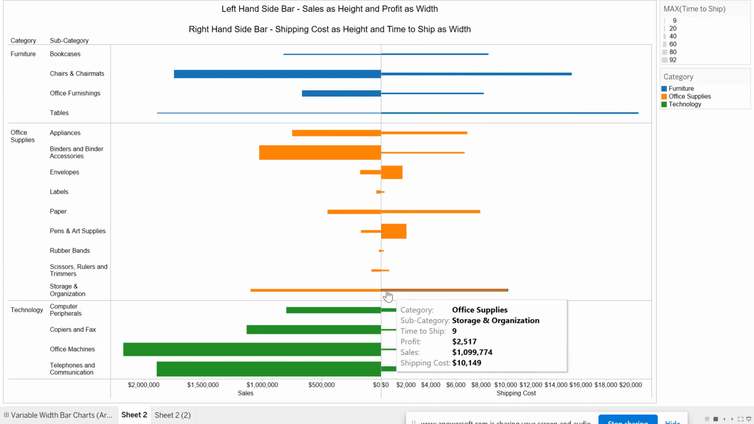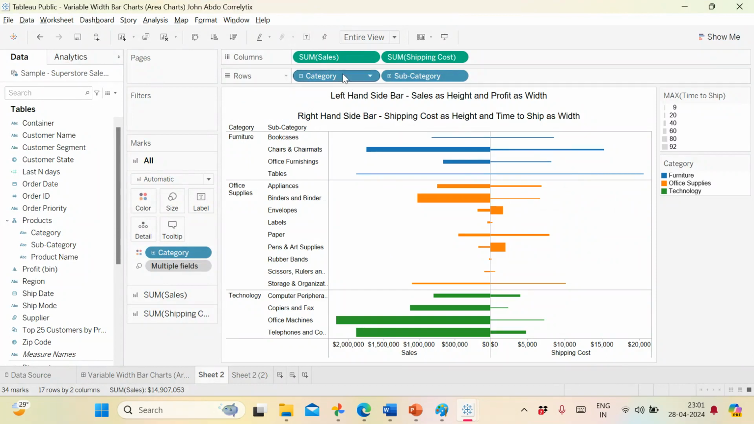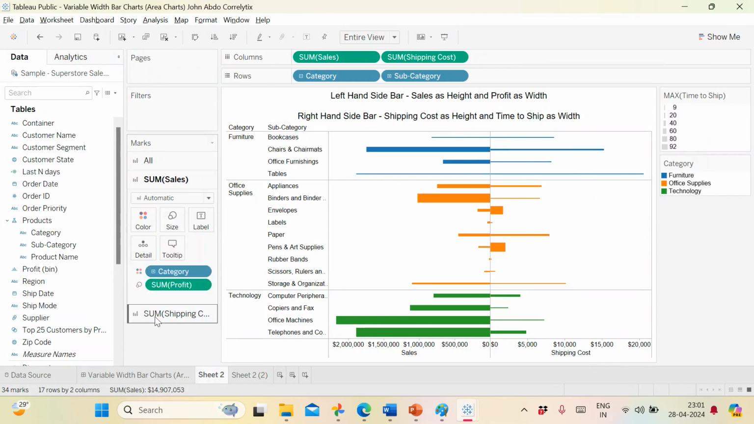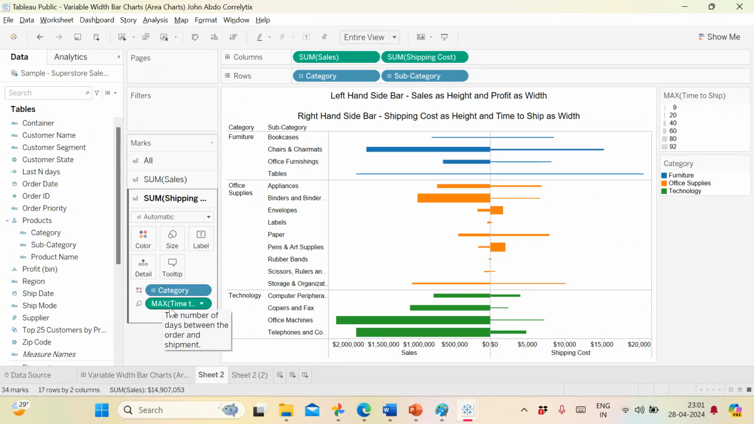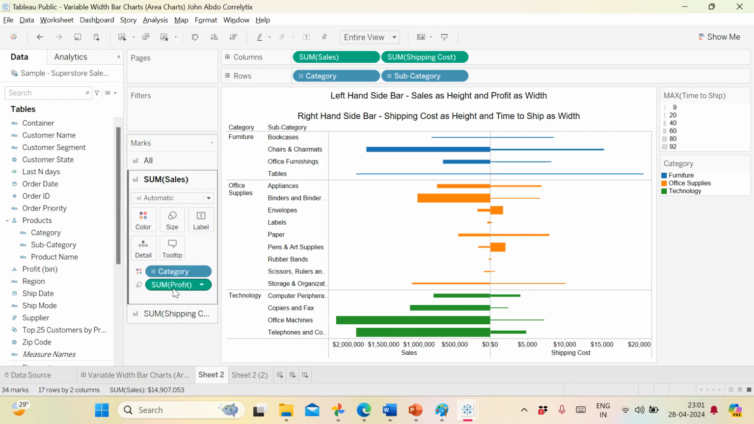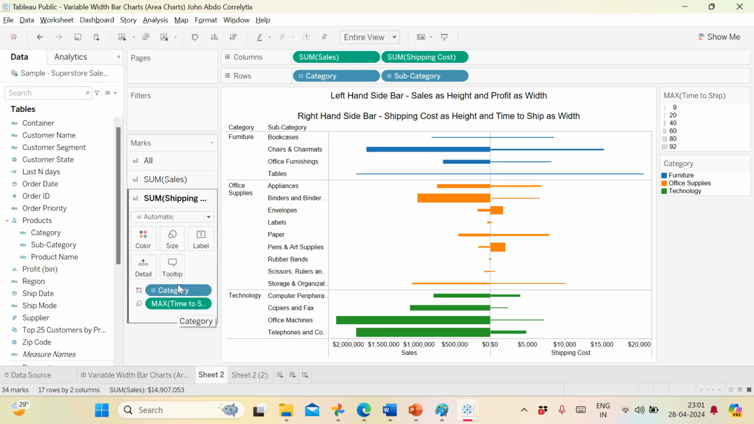This is also dual axis. So how we created the dual axis, you can see, right? We made it like this: sum of sales and sum of shipping cost. And this is how we showed the size. Here we showed the size with the maximum time, and here the size we show with the profit. The size is nothing but the width of the bar actually. So we mentioned the width with regard to the size actually, and the height we know is the sales, and on the right hand side we showed the shipping cost.